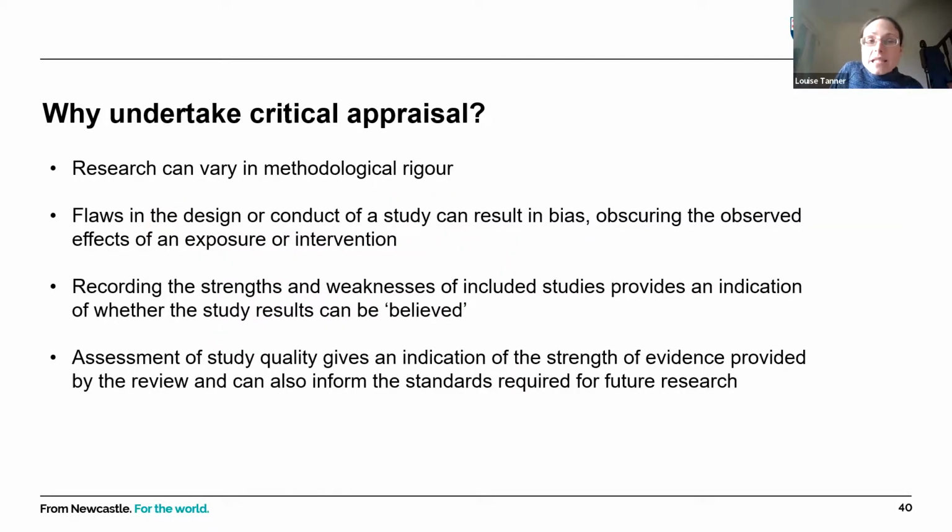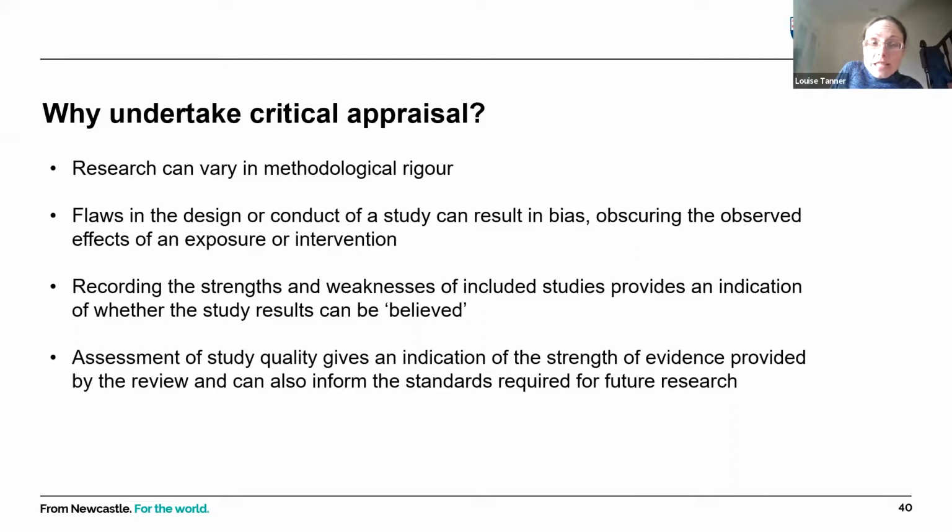So why do we undertake critical appraisal? Well, there are various reasons. Research can vary in methodological rigor, so the quality of evidence can vary between studies. Flaws in the design or conduct of a study can result in bias, which can obscure the observed effects of an intervention or an exposure. Recording the strengths and weaknesses of included studies provides an indication of whether the study results can be believed. And assessment of study quality gives an indication of the strength of evidence provided by the review, and it can also inform the standards required for further research.